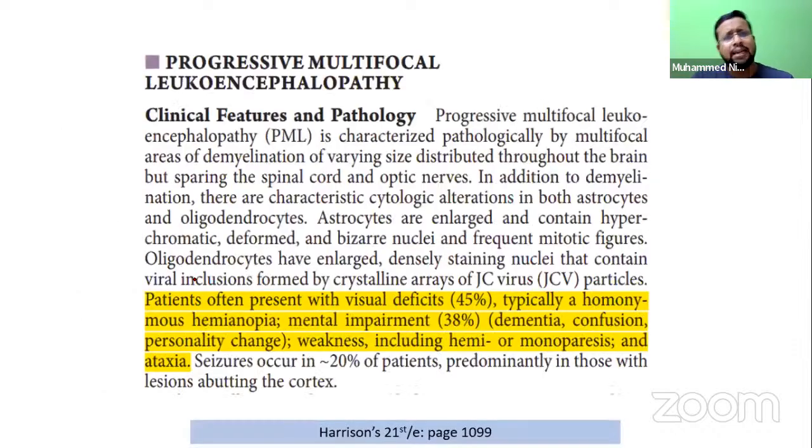So here the answer is progressive multifocal leukoencephalopathy. It's an encephalopathy caused by JC virus. This particular disease presents with visual field defects. That is the most common presentation, with homonymous hemianopia, mental impairment, and weakness. But about 38% of patients can develop dementia, confusion, and personality changes. So the answer will be progressive multifocal leukoencephalopathy.